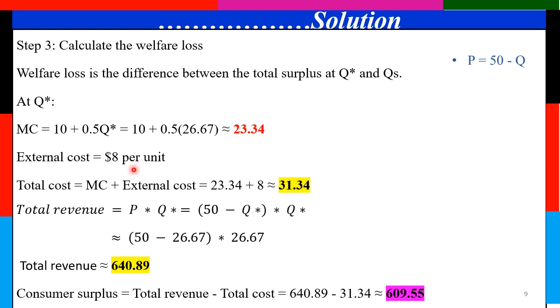It is $8. Therefore, total cost means marginal cost plus external cost. Marginal cost is here, plus external cost is 8. When you add those two numbers, you can get what? 31.34. This is the total cost.